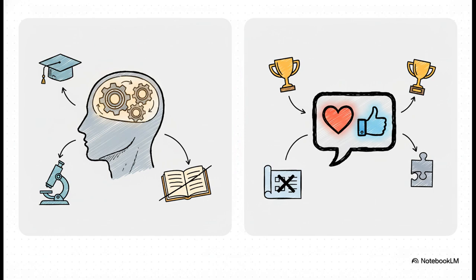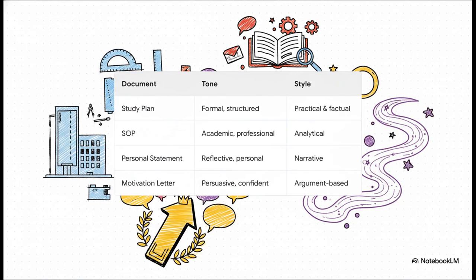And we see the exact same thing here with the SOP and the motivation letter. Think of your SOP as your academic resume, but written out in prose. It's analytical, it's about your research. Your motivation letter, on the other hand, is your closing argument to the jury. It's persuasive, it's why you are the perfect fit. Two totally different goals.